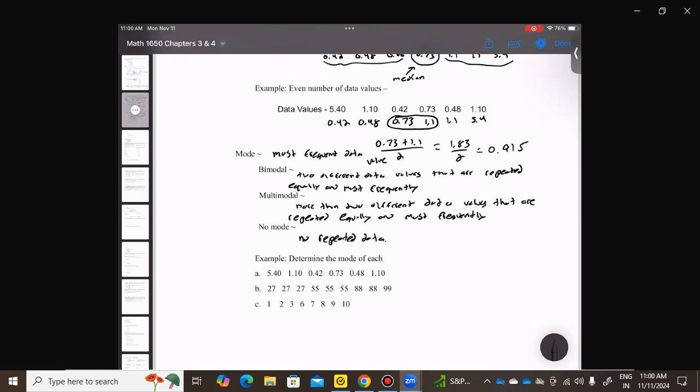All right, determine the mode of each of these. So we're looking for repeated values. Here we have 1.1, 1.1 that repeats, and that's it. So the mode is 1.1. And the next one, 27 repeats 3 times, 55 repeats 3 times, 88 repeats twice, so the mode is 27 and 55. Here 1, 2, 3, 6, 7, 8, 9, 10. No repeats, no mode.